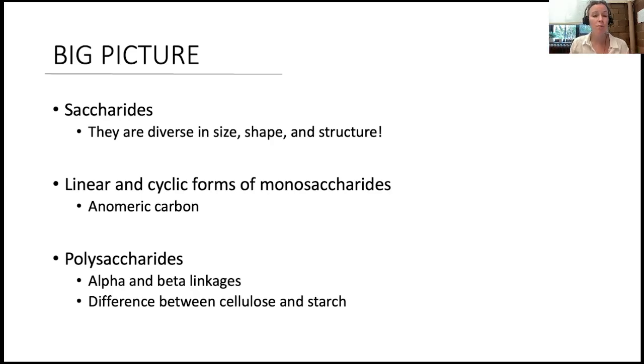That wraps up carbs, folks. A brief introduction to carbohydrates, structure, and function. We learned about how diverse carbohydrates are. They have both linear and cyclic forms that we should be able to look at. And then we really focused in on the anomeric carbon. Is it alpha? Is it beta? What does the glycosidic bond look like?